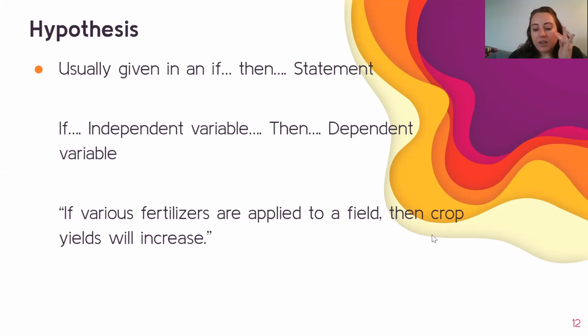Usually our hypothesis is given in an if-then statement. So if the independent variable, then the dependent variable. If I put brine shrimp in different amounts of caffeine, then the one that's placed in 20 milligrams of caffeine will move the most. If I put plants in various amounts of light, the plants in red and blue light will grow the most because that's the wavelength that plants will absorb. If I put pesticides and fertilizers on my crops, then crop yields will increase compared to plants that did not receive any pesticides and fertilizers. Okay.